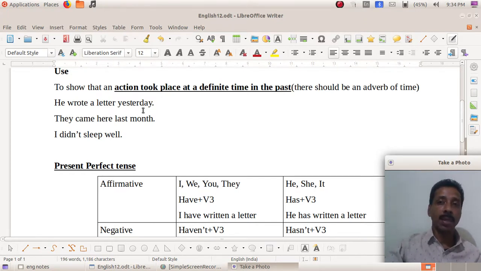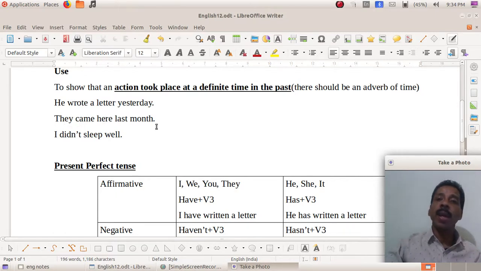It is completed. We can say he has written a letter, but we cannot say he has written a letter yesterday, because if you ask when did he write the letter, yesterday, there is an answer. So what does it show? It's an adverb of time. Or I wrote a letter at 10 o'clock. When? At 10 o'clock. I wrote a letter last month, etc. So there is a time reference in simple past tense.